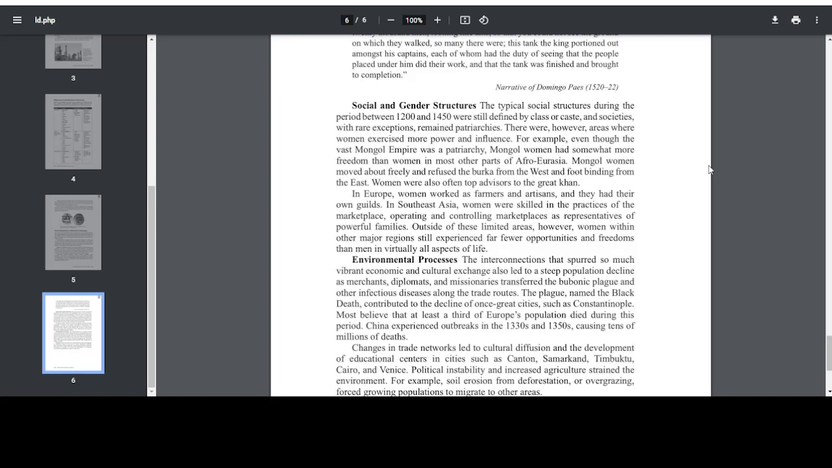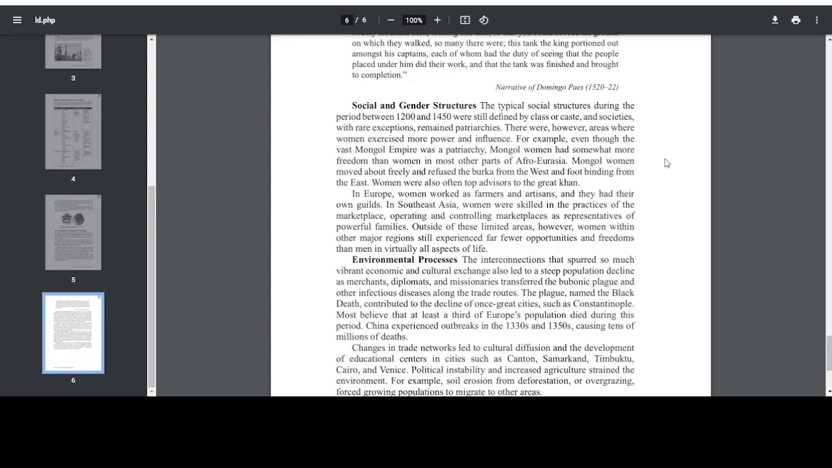Social and gender structures. The typical social structures during the period between 1200 and 1450 were still defined by class or caste, and societies, with rare exceptions, remained patriarchies. There were, however, areas where women exercised more power and influence. For example, even though the vast Mongol Empire was a patriarchy, Mongol women had somewhat more freedom than women in most other parts of Afro-Eurasia. Mongol women moved about freely and refused the burqa from the west and foot-binding from the east. Women were also often top advisors to the Great Khan.